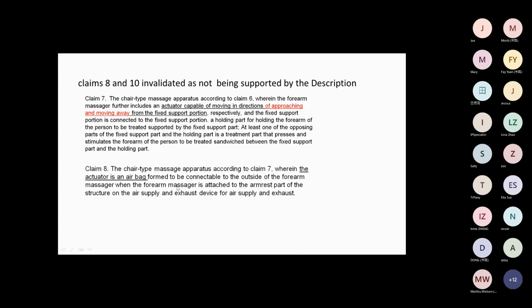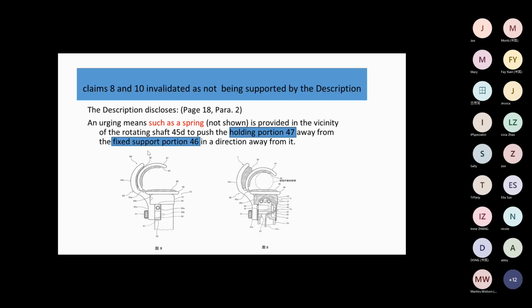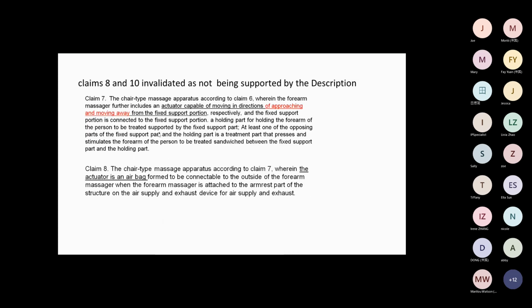But claim 8, which depends on claim 7, just indicates the actuator is an airbag. So I think claim 8 only recites that the actuator is an airbag. But from the description, we can see that the actuator has to work with the spring when both of them move away from each other. So the spring is necessary. If the actuator doesn't include a spring, it will not work.